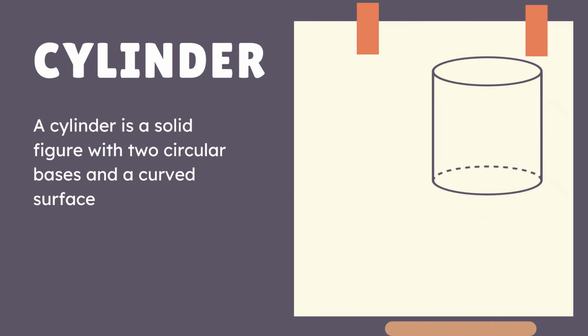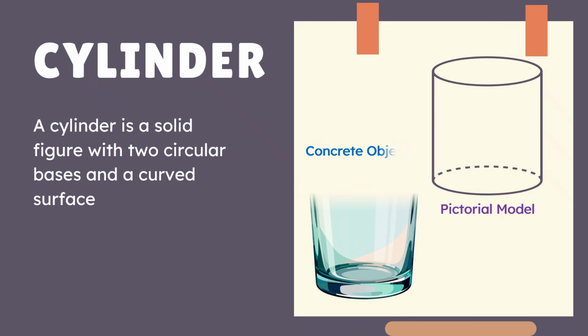What is a cylinder? A cylinder is a solid figure with 2 circular bases and a curved surface. This is a pictorial model of a cylinder. And this is the concrete object. Do you know what object this is? Yes, you are right. This is a glass.